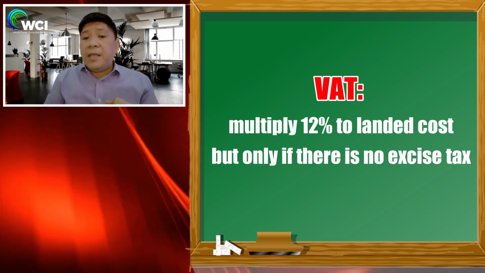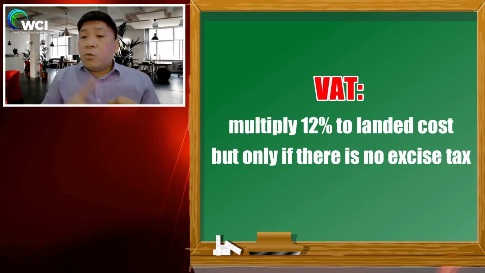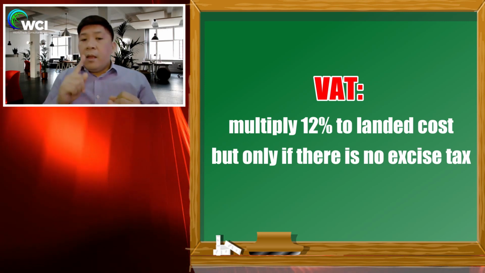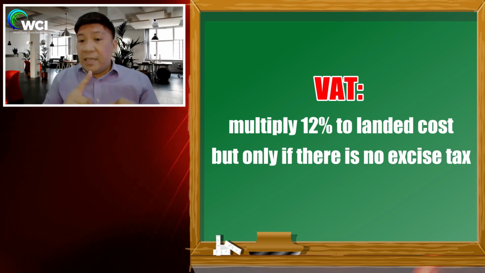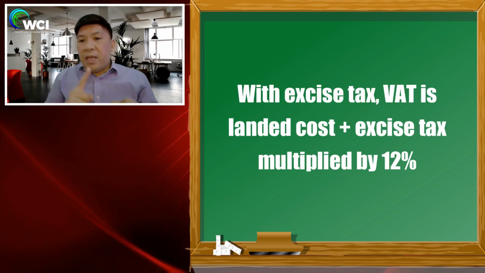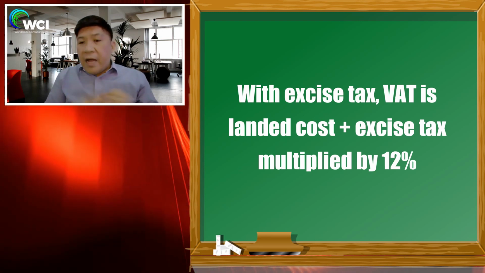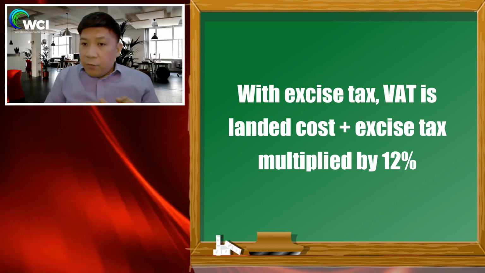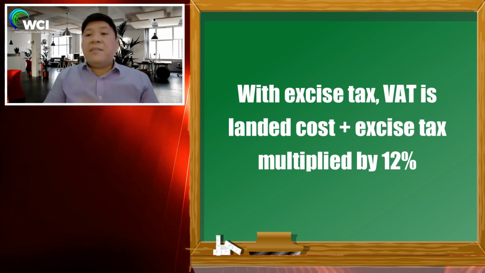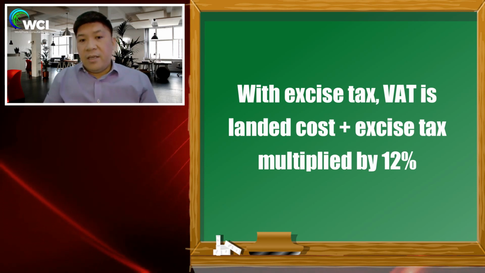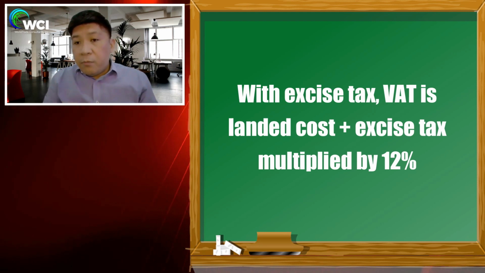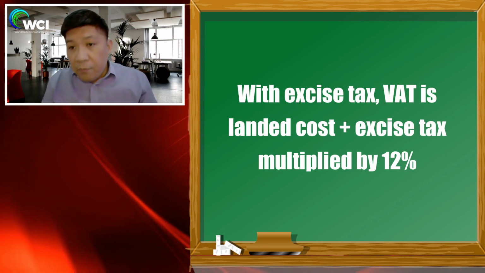By simply multiplying 12% to your landed cost. Okay? Yun po kung walang excise tax. Okay? Pero kung may excise tax po siya, your VAT would be landed cost plus whatever is your excise tax is, then times 12%. Okay? You add your landed cost and excise tax, then saka nyo i-multiply ng 12% to come up with your VAT. Opo. So, I hope that's clear.